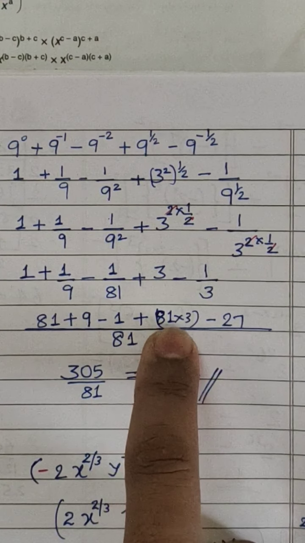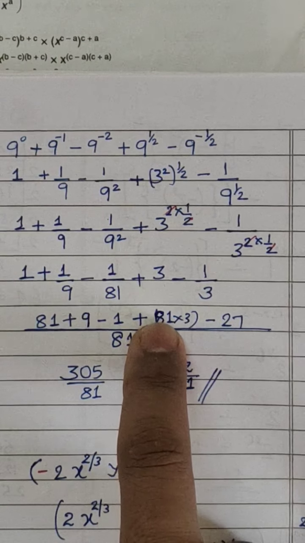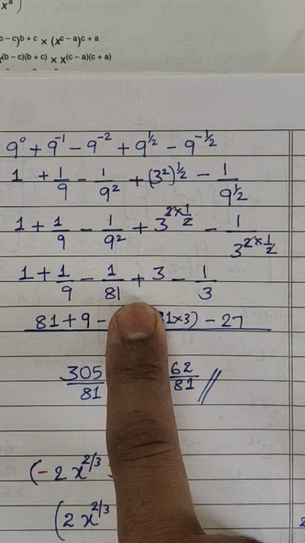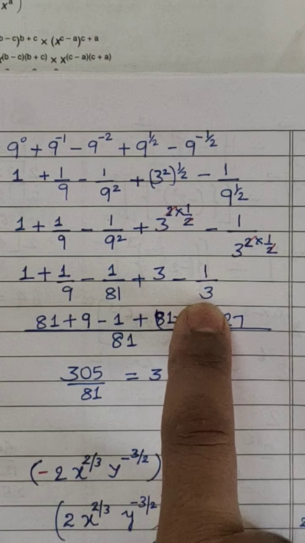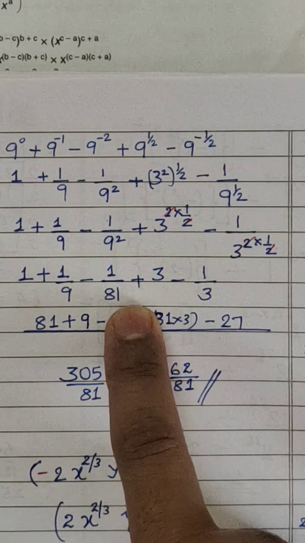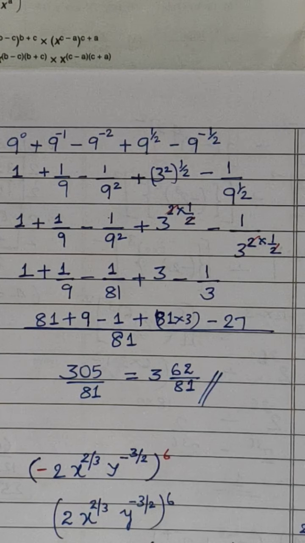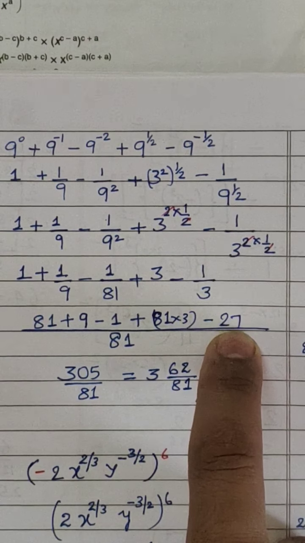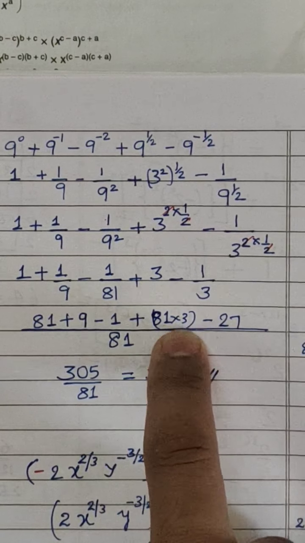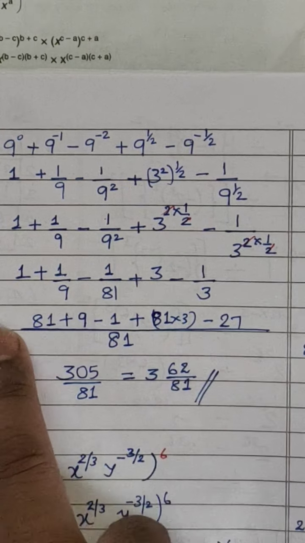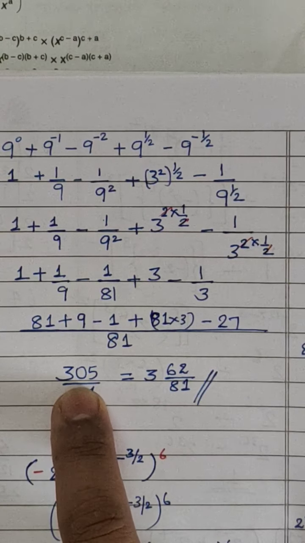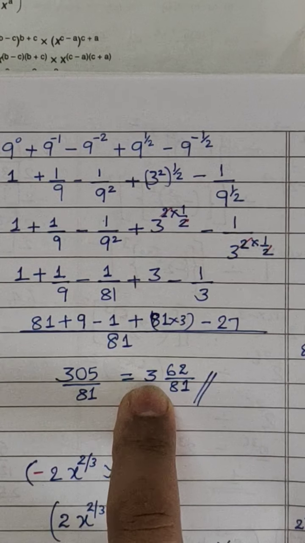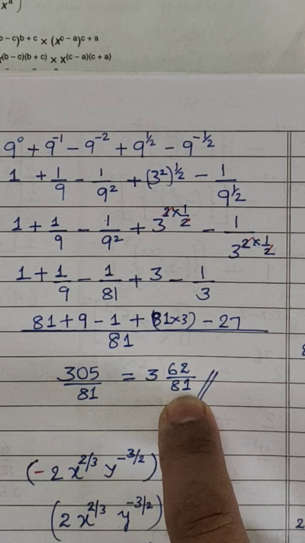Here minus 1, here 81, 1 into 81, 3, 81 into 3 minus 9, 3 9s are 27, 27, then 81 into 3, multiply this, add and subtract in the numerator, you get 305 divided by 81. When you divide 305 by 81, we get 3 times it goes, the remainder is 62 divided by 81.